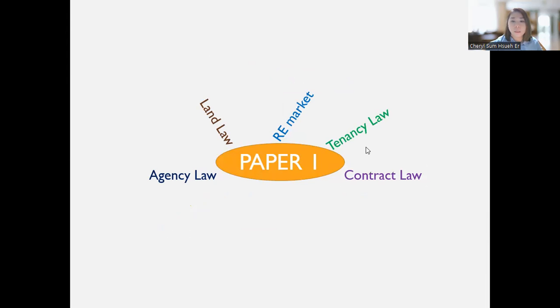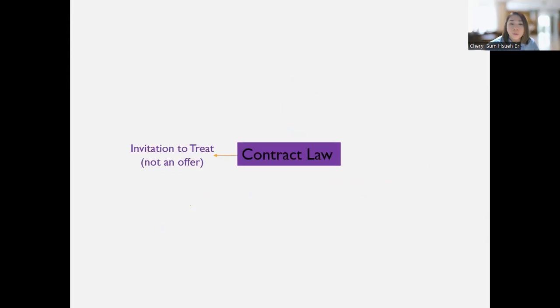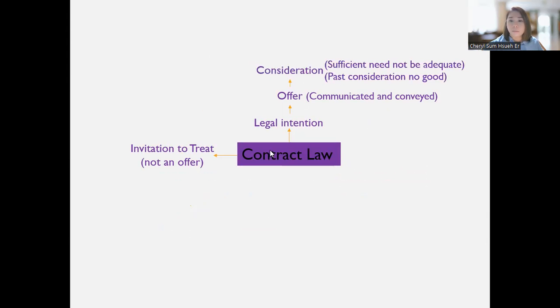Now, moving on, the next section here is going to be on contract law. Okay, now contract law can be broken down into a couple of things. To start off with, invitation to treat, not an offer. Okay, legal intention, offer, which is to be communicated and conveyed. Consideration must be sufficient, need not be adequate, and past consideration is no good consideration. Lastly, acceptance, which should be unconditional, communicated. Any of these phrases, words, potentially could be keywords.